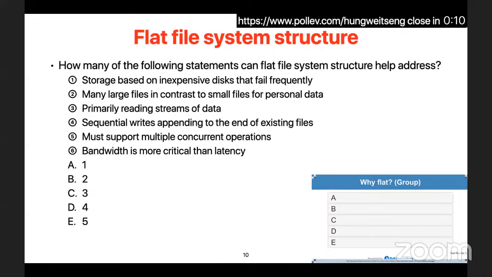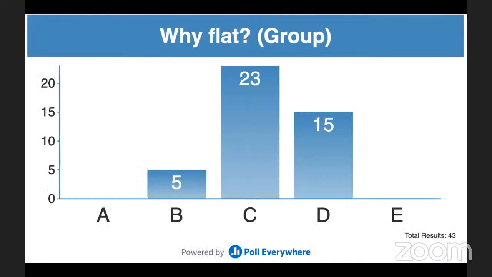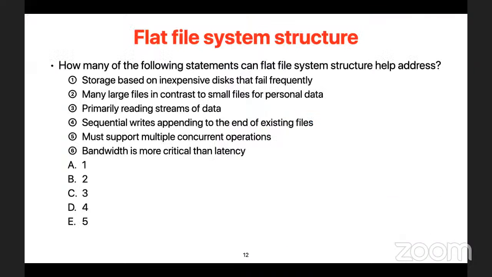All right, let's wrap up in 10 seconds. 5, 4, 3, 2, 1. Time is up. Okay, look at what you guys think. Ha. So C is getting more. B has 5, D has 15. So most of you agree. Well, it is C, D, E, right? Something like 3 and 4. Okay, what do you guys think?